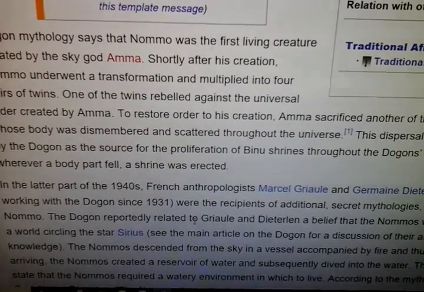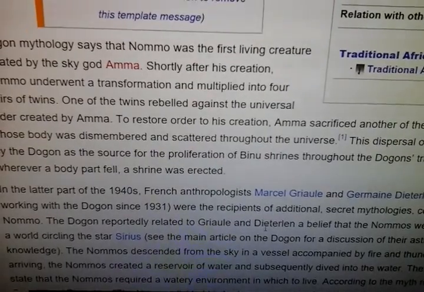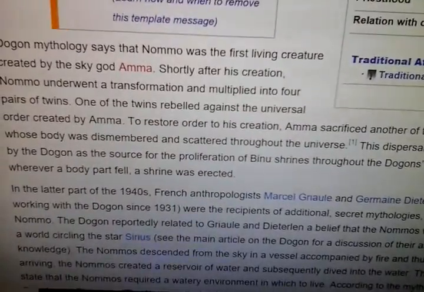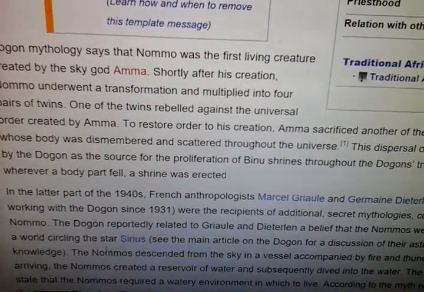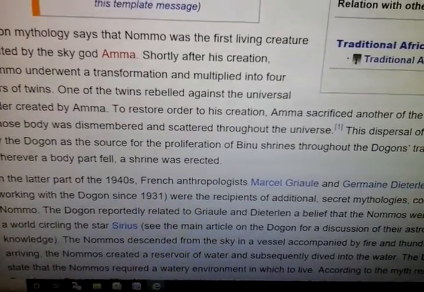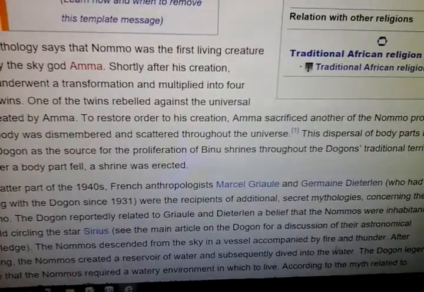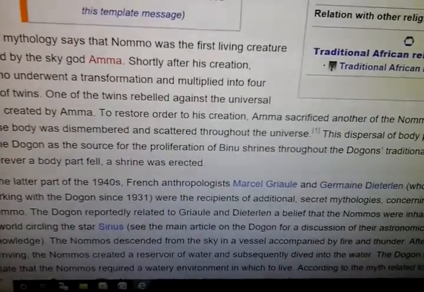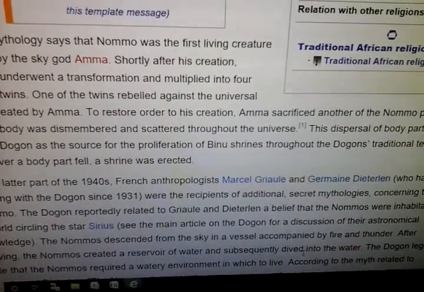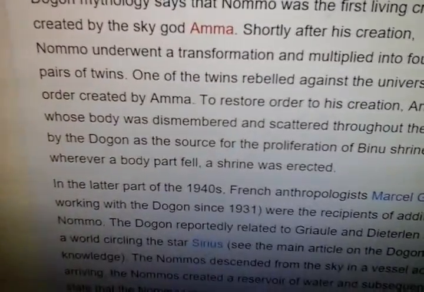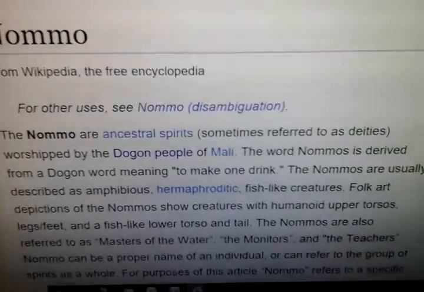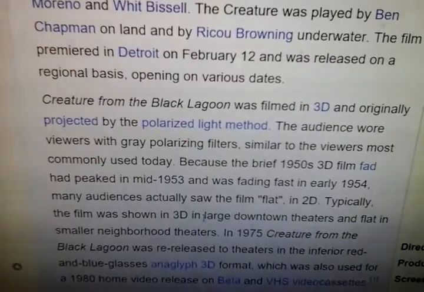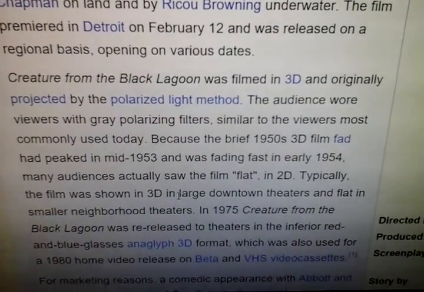The Dogon reportedly held a belief that the Nommos were inhabitants of a world circling the star Sirius. You see that? The Nommos descended from the sky in a vessel accompanied by fire and thunder. After arriving, the Nommos created a reservoir of water and subsequently dove into the water. So this is where they got the movie The Shape of Water from. They got it from the Dogon religion. The Dogon people said that the people from the star system Sirius came here.